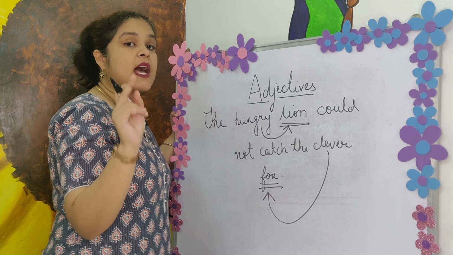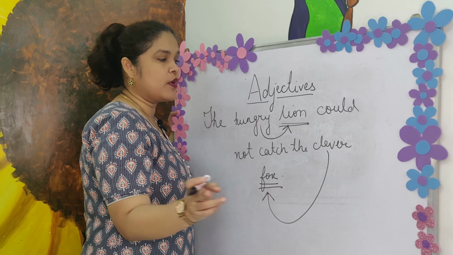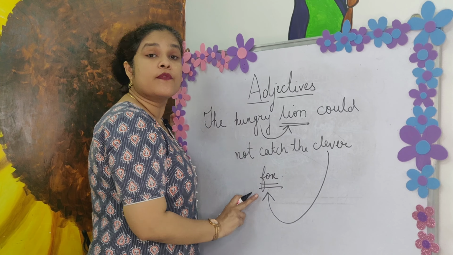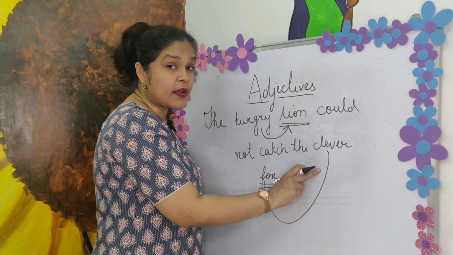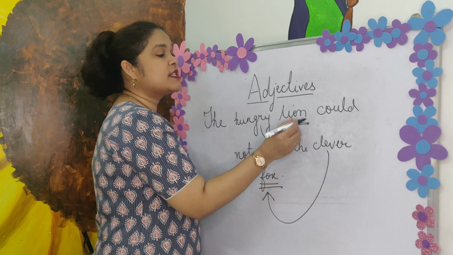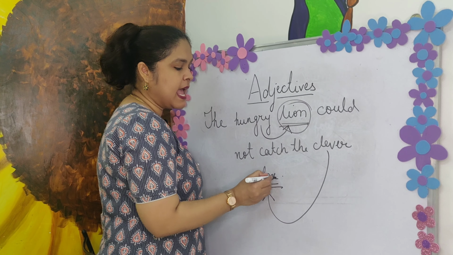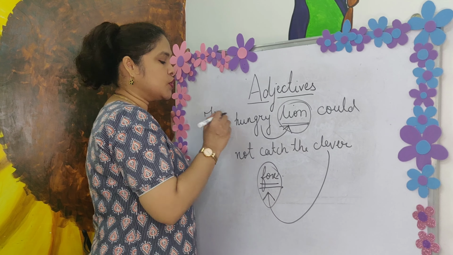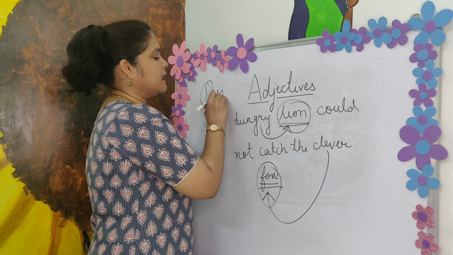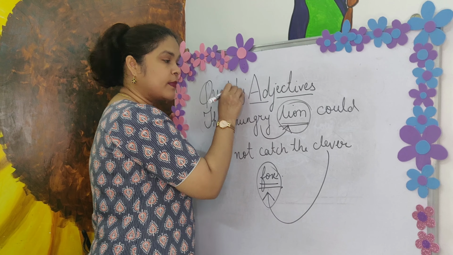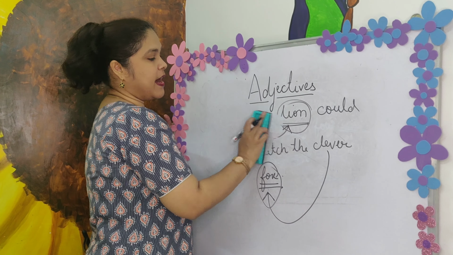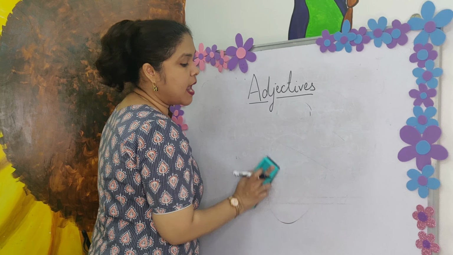It answers our question: what kind of lion was it? It was a hungry lion. What kind of a fox was it? It was a clever fox. So what did it do? It described the lion and it described the fox. So here hungry and clever are the adjectives of quality, right? This is what we learned. Today we will be again revising adjective of number.